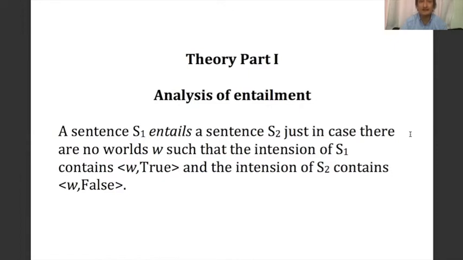From the last chapter, for the first lecture, we had a way of describing meanings of sentences as having a sense and as having a denotation, okay? And so we want an analysis of entailment that's going to fit in with those notions of meaning. So here we go. A sentence S1 entails a sentence S2 just in case there are no worlds W such that the intension of S1 contains the pair W, true, and the intension of S2 contains the pair W, false.